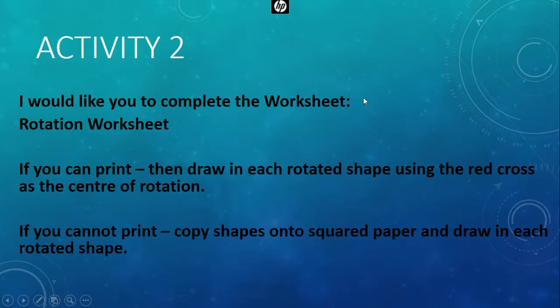Right, what I would like you to do now is complete the worksheet. It's called Rotation Worksheet and it's on your Google Classroom. I know some of you don't have printers, but if you can print, then print it off and draw the shape in using the red cross as a centre of rotation. If you cannot print, then you need to copy the shapes onto squared paper or plain paper and draw in each of the rotated shapes.